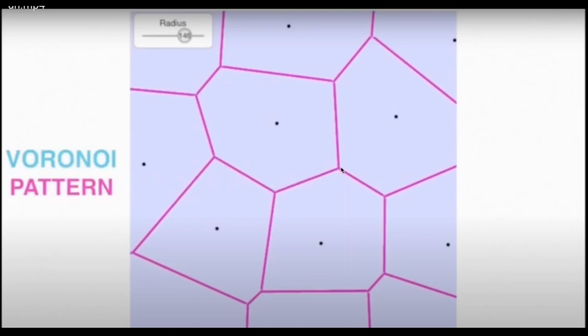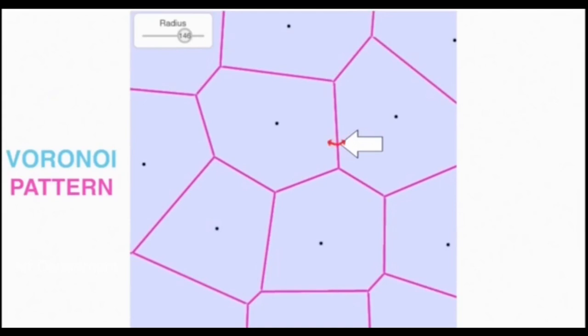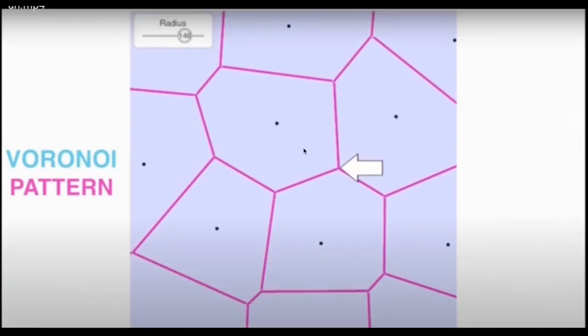And we're going to talk about each part of this Voronoi pattern. This is called a cell, and we have sites, which are points. These are called the edges, and like we mentioned, each edge is an equal distance away from the site itself. At this point, which is called the vertex, we are intersecting 3 edges together, and this means that we're an equal distance away from all 3 sites that are created by this vertex.